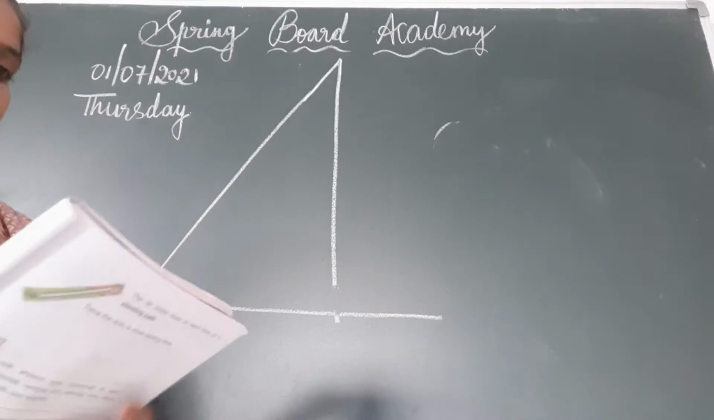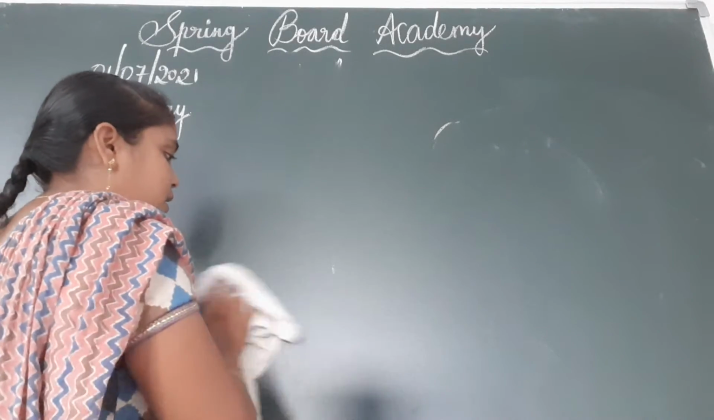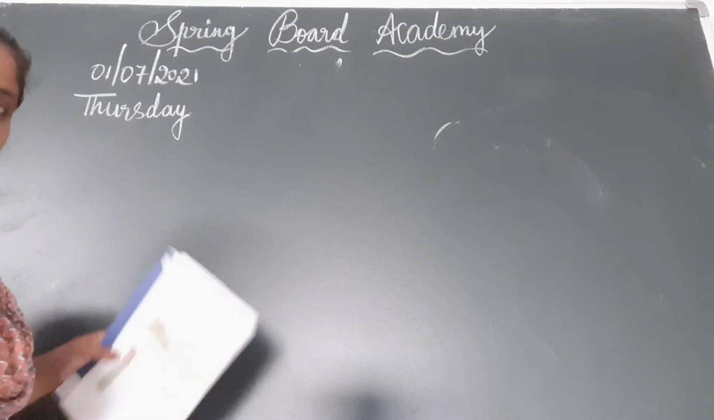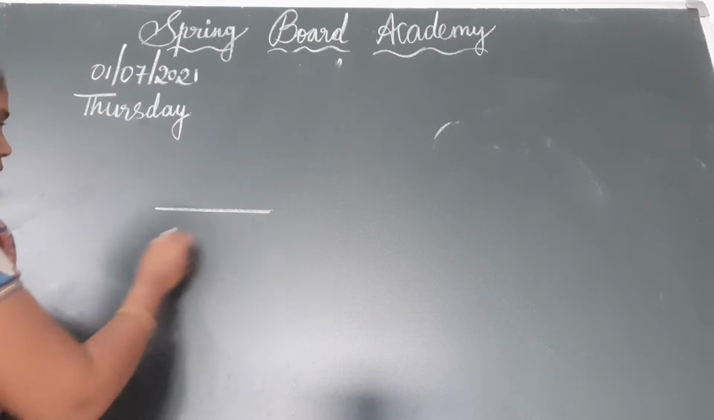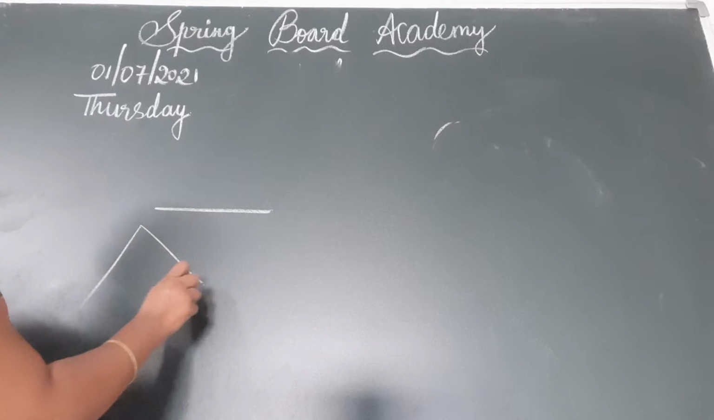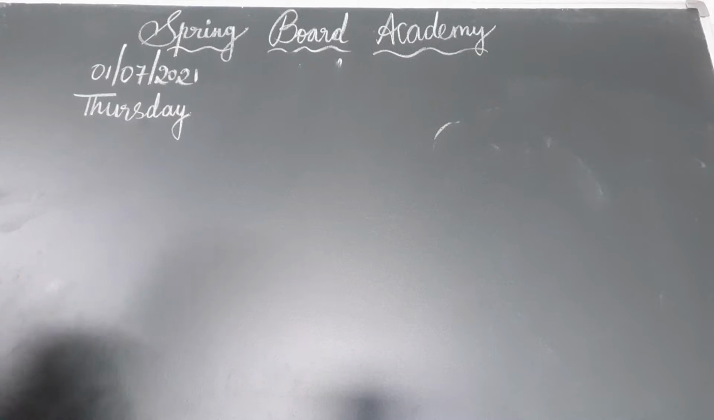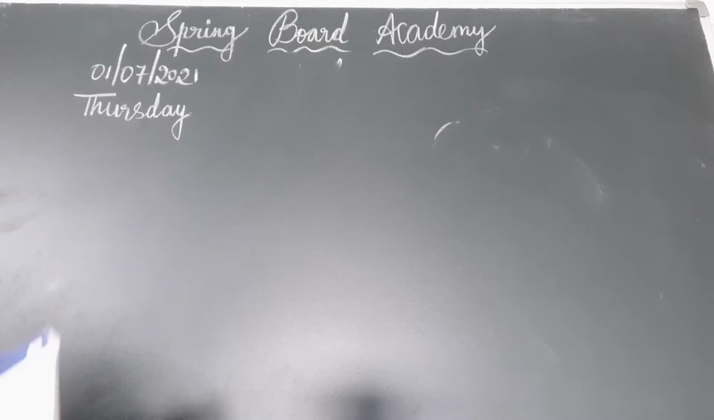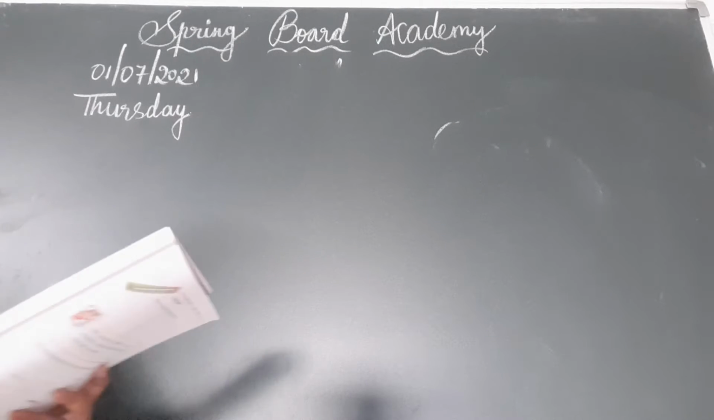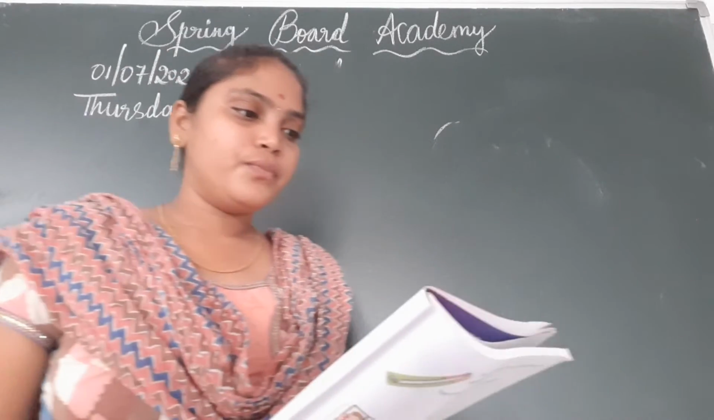Straight lines can be drawn in different ways. Now we will discuss the types of straight lines. This is a straight line, this is a straight line, and this is also a straight line, but there are some names, children, for how we call these straight lines. We will discuss them. Open page number 2.